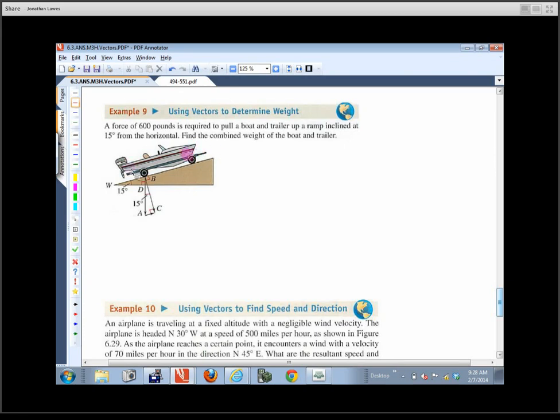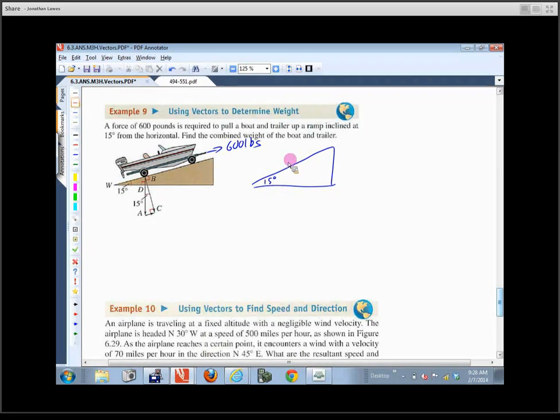So we've got a boat and a trailer. So if we're going to pull this boat and the trailer, we've got to pull with a force of 600 pounds. Okay, hopefully we've got a truck to help us do that. It says find the combined weight of the boat and the trailer. So here's how this works. This is called an inclined plane problem, and I'm going to simplify this just a little bit. I'm going to draw another picture right here. Here's the ramp. This is 15 degrees.